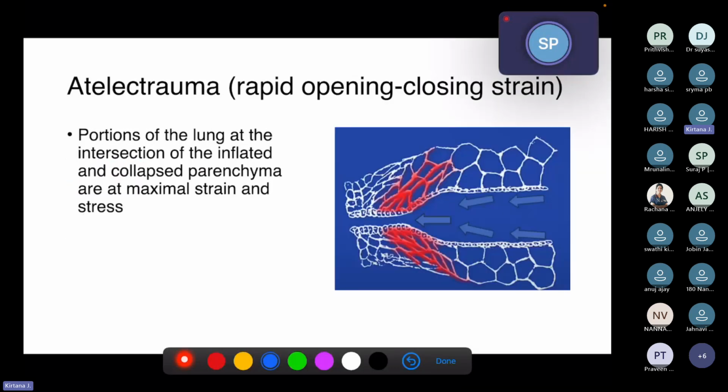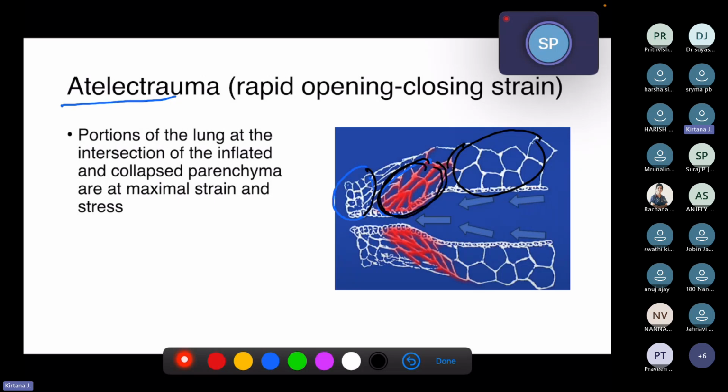The next is atelectrauma, which is also known as rapid opening and closing strain. If you look at this diagram, the portion on the left represents the collapsed lung and the portion on the right represents the open lung. As you can appreciate, the part of the lung that lies in between the normal lung and the collapsed lung is under a lot of shear stress. And when the lung opens repeatedly and closes repeatedly, this part of the lung is going to undergo damage.